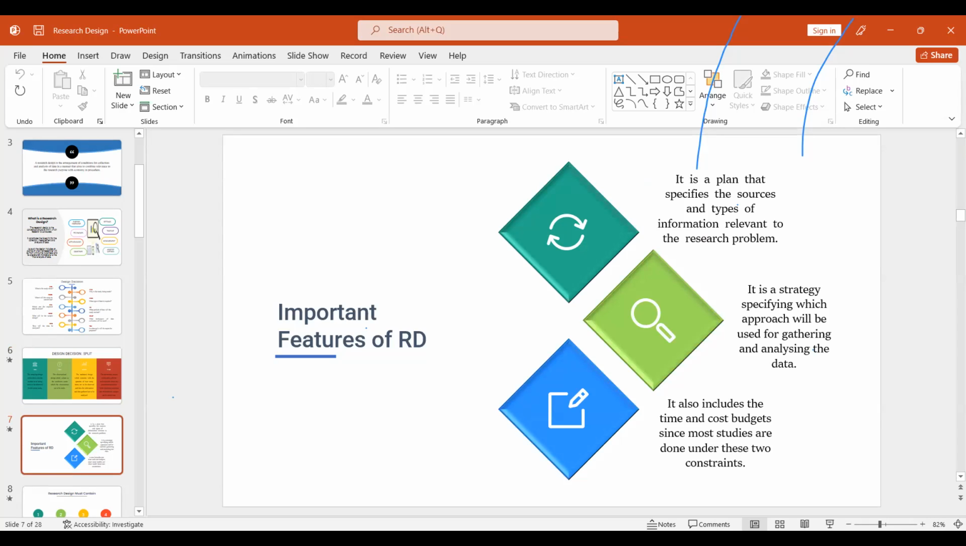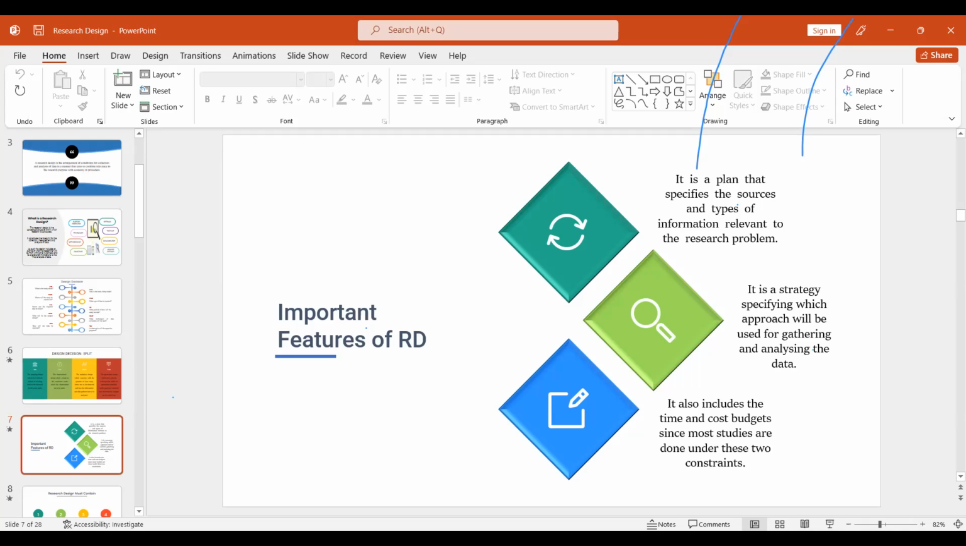So now there are certain important features of research design. It is a plan that specifies the sources and types of information relevant to the problem. And it is a strategy specifying which approach will be used for gathering and analyzing the data. So it also includes the time and cost budgets, since most studies are done under these two constraints.